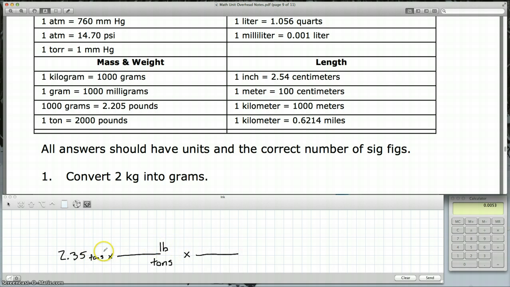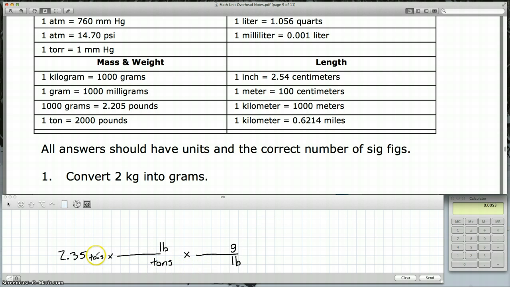Now, just like the starting unit goes on the bottom, the top unit from this one has to go on the bottom here. Because what do I want those pounds to do? I want those pounds to cancel. And notice how they're opposite. One on top, one on the bottom. That means they're going to cancel. And that last conversion is pounds to grams. So what I'm looking for here is grams. So that's going to go on top.